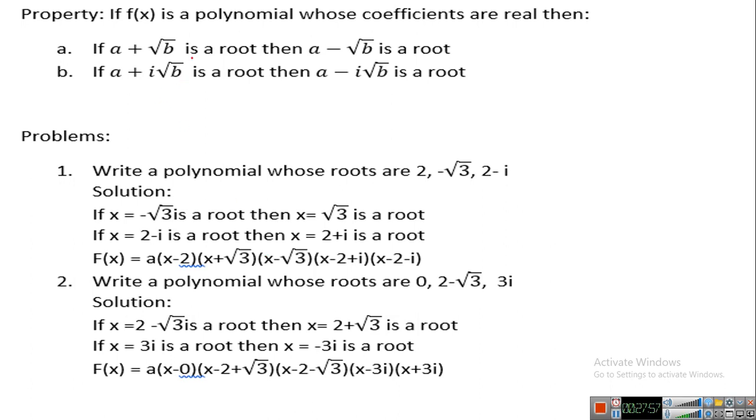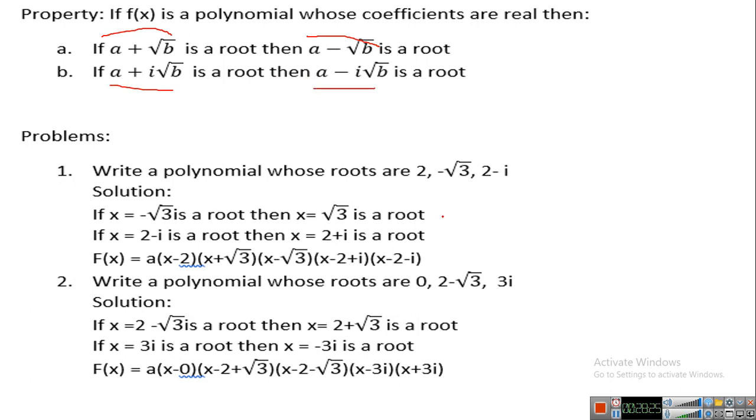Property: if f of x is a polynomial whose coefficients are real, then if a plus root b is a root, so is a minus root b. When we took the delta, we have b squared minus 4ac and x prime equals minus b plus radical delta over 2a, and one is a plus, one is minus. So always, if a plus root b is a root, a minus root b is a root, and if a plus ib is a root in complex, a minus ib is also a root.